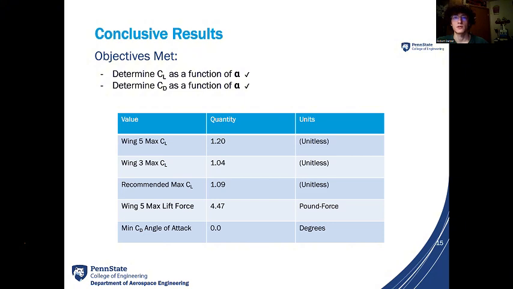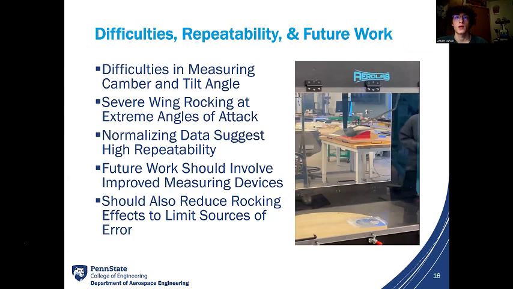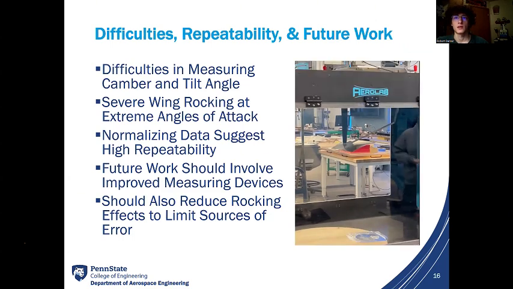The maximum lift force of Wing 5 was found to be 4.47 pounds, and the angle of attack that had the lowest drag for every airfoil was found to be 0 degrees. Some difficulties in conducting this experiment include measuring the camber values and tilt angle of the airfoil. We used a standard ruler to measure these values, and it was difficult to gather precise and accurate data this way. Another possible source of inaccuracy comes from the flutter at extreme angles of attack, which is shown in this video here.